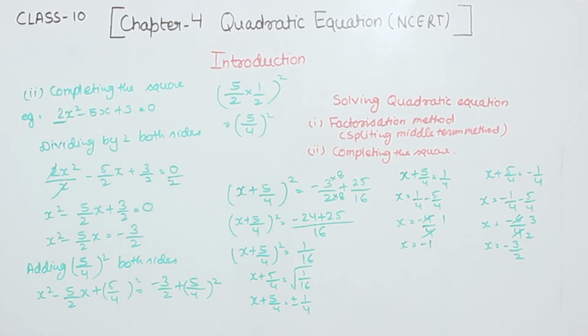So the two values of x, or you can say the roots of x, we are having as equal to minus 3 by 2 and minus 1. So this is the second method of solving the quadratic equation, that is completing the square. Now comes the next one.